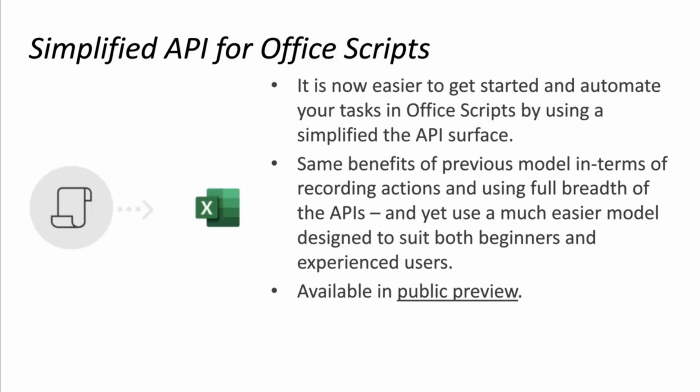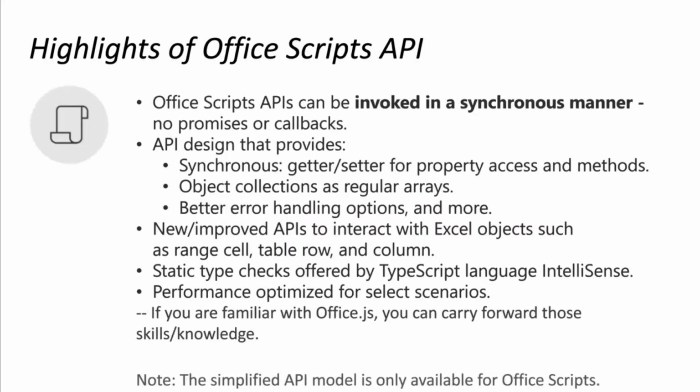So as with Office Scripts, it is now available as the primary API surface, and it is available in public preview. The main thing is the Office Scripts APIs are now synchronous in nature, which means you can invoke them in a synchronous manner without having to worry about promises or callbacks. The API offers simple constructs. For instance, it has synchronous API getters and setters for property access, getting and setting properties. You can also invoke methods in a synchronous fashion.